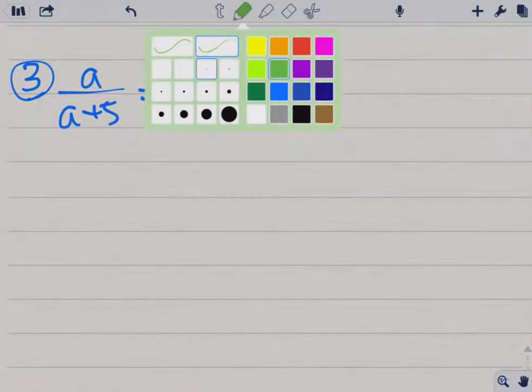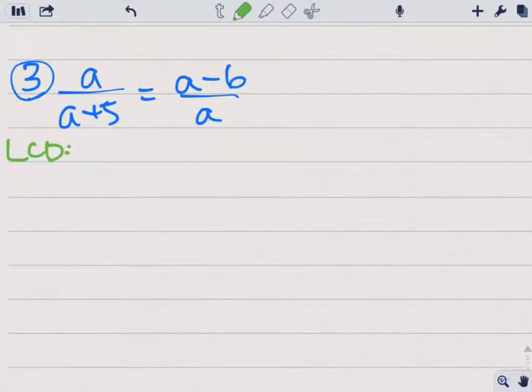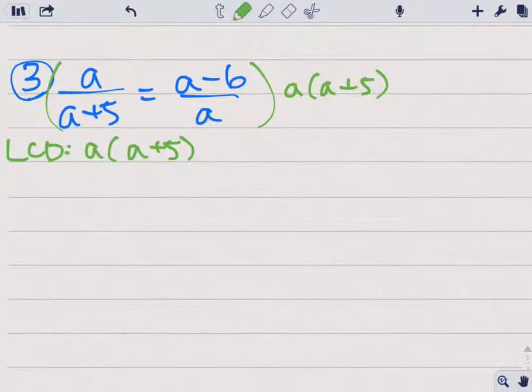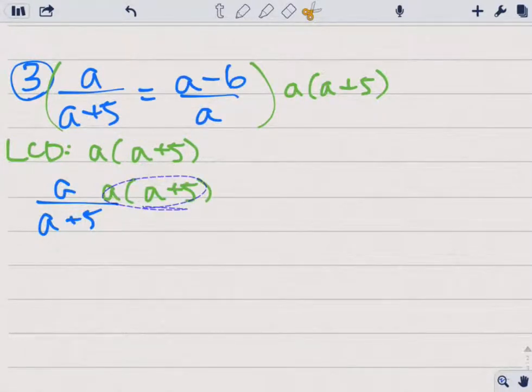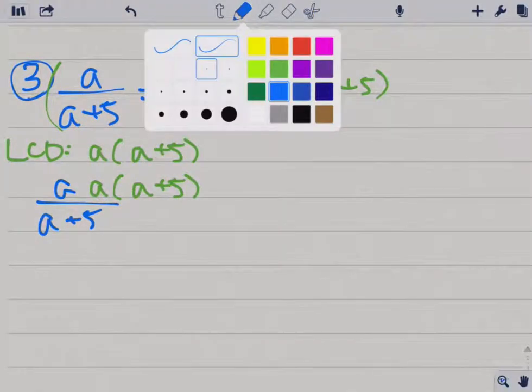Again, first step, find the LCD. Like most of these with expressions, we don't have a simple one-number thing. We have a combination of things. We've got a and a plus 5 as the two denominators, so the least common denominator is a times a plus 5. Okay, and then I take this stuff, and it goes on top of there. I'm multiplying by that stuff.